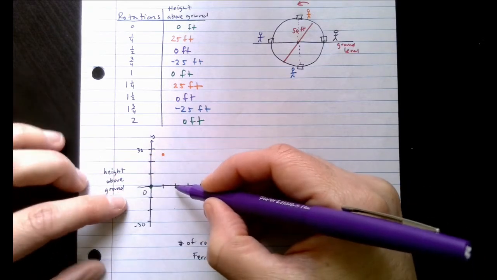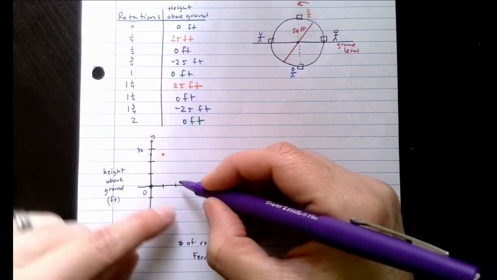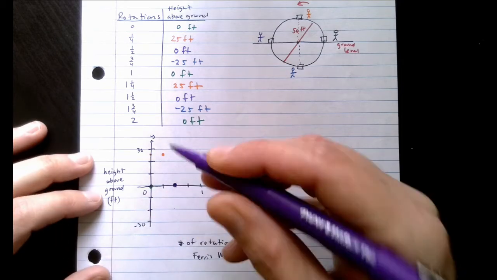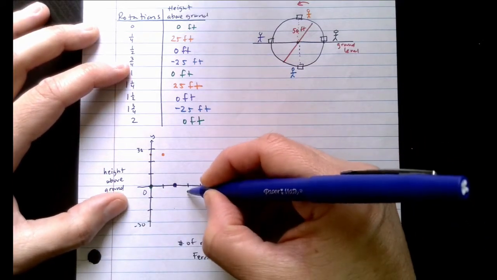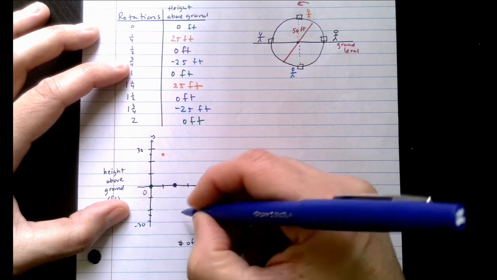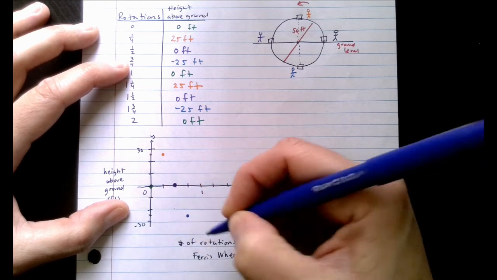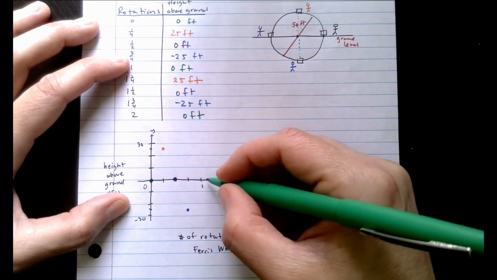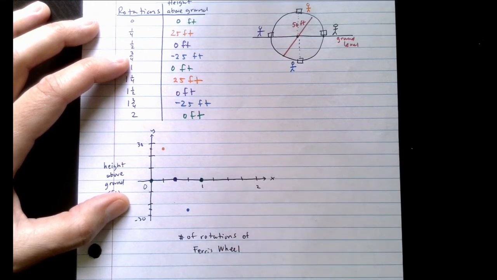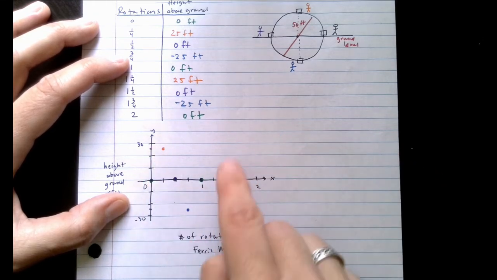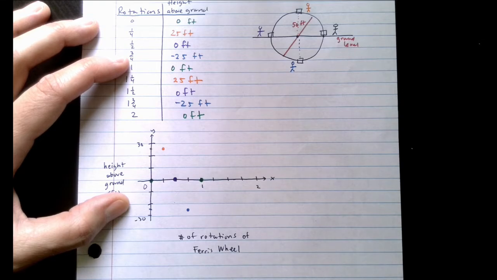At 1/2, the rider's back at ground level. At 3/4, so right here, the rider is below the ground at 25 feet. And then back at 1 rotation. Okay, I'm going to graph the rest, and you probably already noticed the pattern. So I'm just going to use the pattern here.